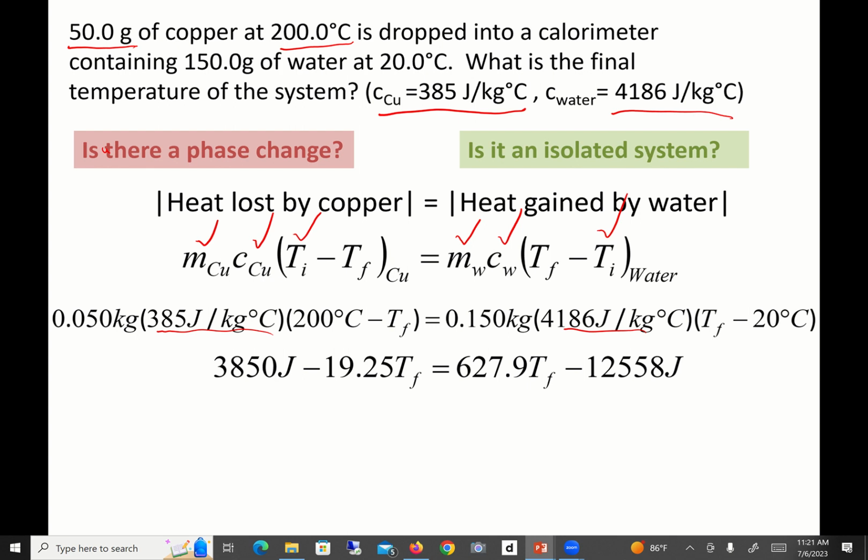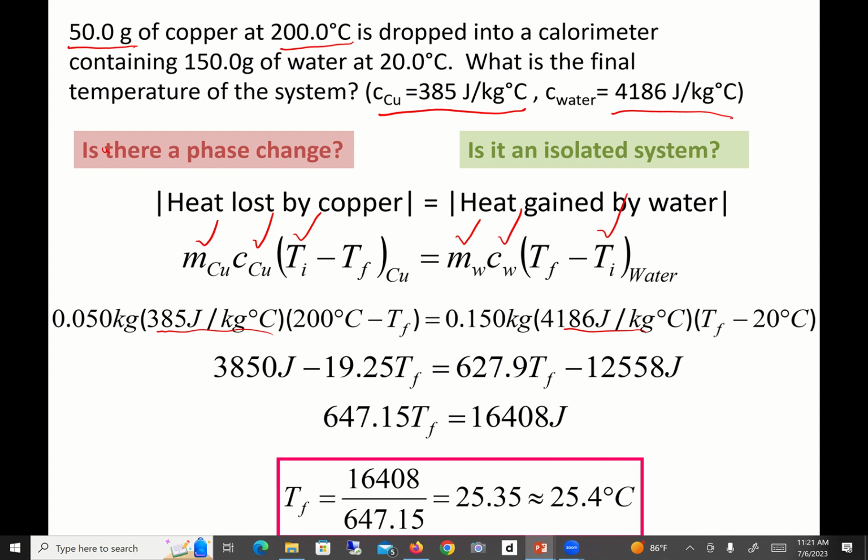Okay, so now what am I going to do to solve this? Well, I'll take the two terms with TF over to the same side as each other, and the two terms with the energy in joules over to the other side. So I'm going to add the 19.25 to the 627.9. I get 647.15 TF is 16,408 joules. So TF is just going to be 16,408 over 647.15, or 25.35, or 25.4 degrees C.